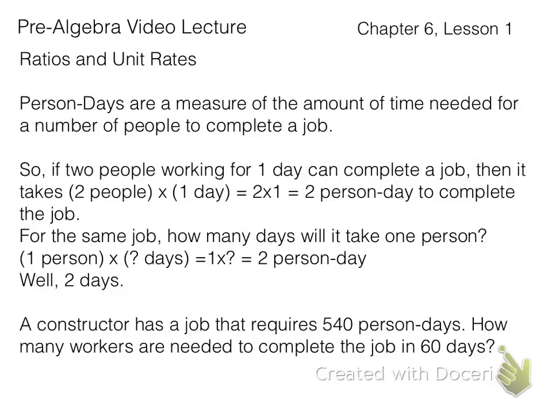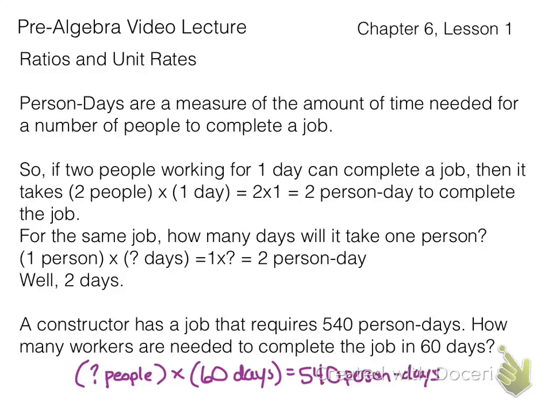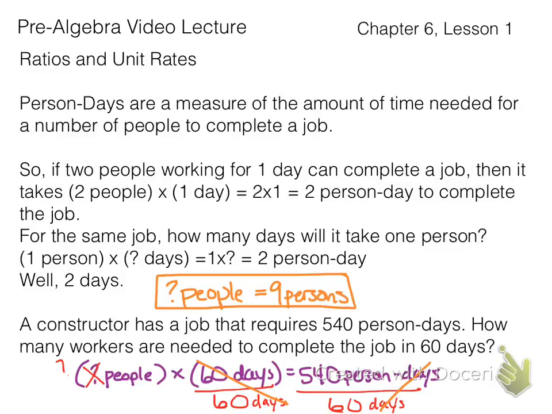So we want to know how many workers are needed to complete the job in 60 days. So we don't know how many people we need, right? We don't know how many people. But we know that we want 60 days to complete a 540 person day job. All right? So we're going to divide by 60 days so that we can get our unknown by itself, right? You can just imagine that's like an X or an N or an M. And we're going to divide by 60 days on both sides. The 60 days on the left are going to cancel out, and the days on the right are going to cancel out, leaving me how many people I need, which is 9 people.